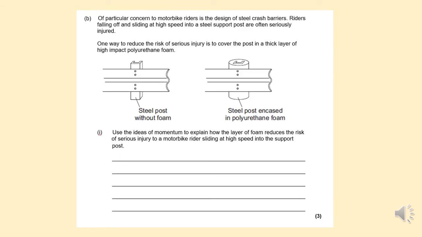So this question continues as follows. Of particular concern to motorbike riders is the design of steel crash barriers. Riders falling off and sliding at high speed into a steel support post are often seriously injured. One way to reduce the risk of serious injury is to cover the post in a thick layer of high impact polyurethane foam. You're asked to use your ideas of momentum to explain how the layer of foam reduces the risk of serious injury to a motorbike rider sliding at high speed into the support post.